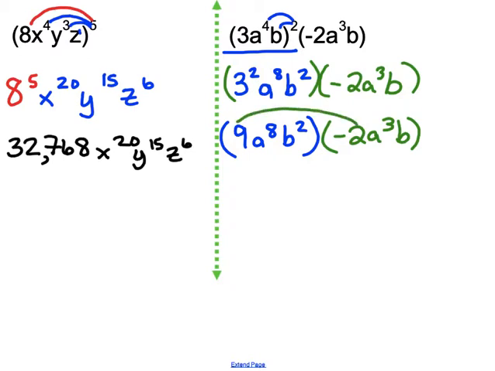9 times negative 2 is negative 18. 8 A's and 3 A's give me 11 A's. And 2 B's and 1 B give me B to the third. And now we've done both of those basic concepts.